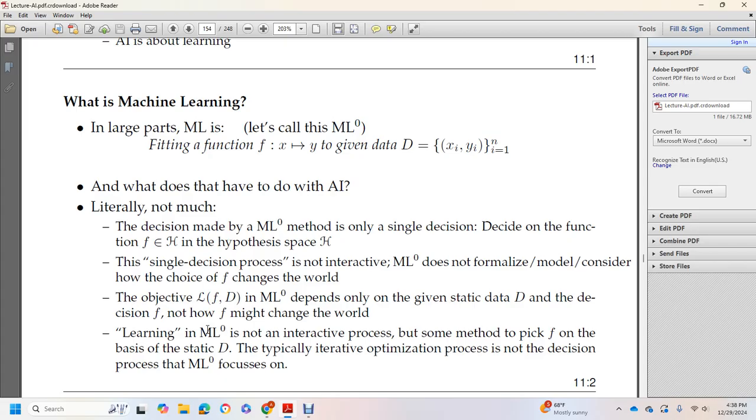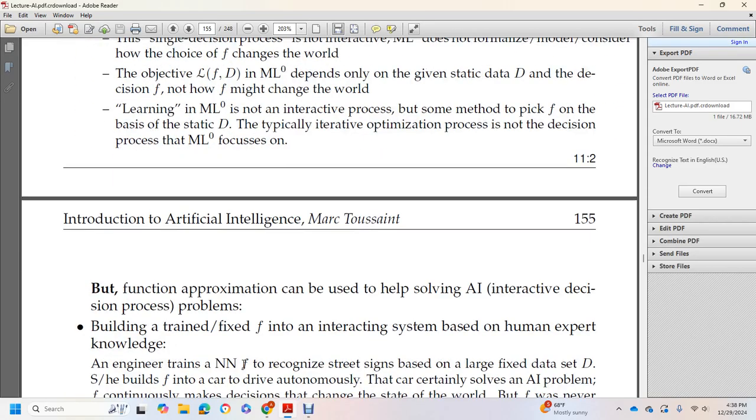Machine learning does not formalize a model of how your choices change the world. The objective of machine learning depends only on the given static data, and the decision f for the function might change the world. Machine learning is not an interactive process, with the same method of picking f on the basis of the static data D, but typically iterative. The optimization process, not the decision process, is what machine learning focuses on.